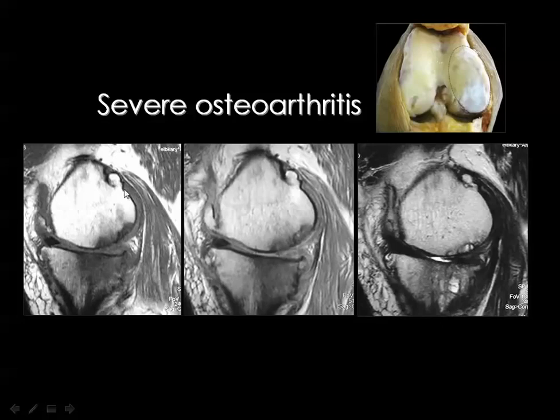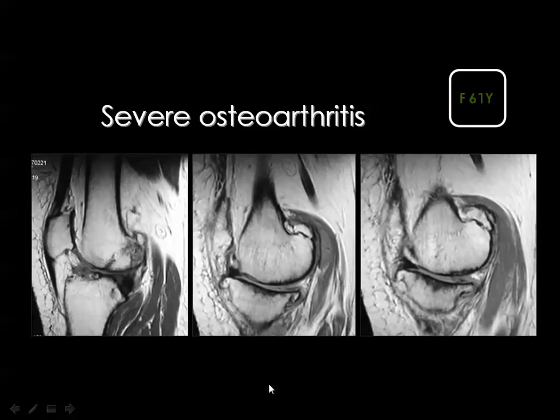Also, you can appreciate the prominent osteophytes. You can also see the bone marrow edema of the articulating surfaces. Here you can see it in the tibia more than in the femur. Also, you see the degeneration of the menisci. Here's the anterior horn of the medial meniscus, which is more or less intact, but there is almost total degeneration of the posterior horn of the meniscus.